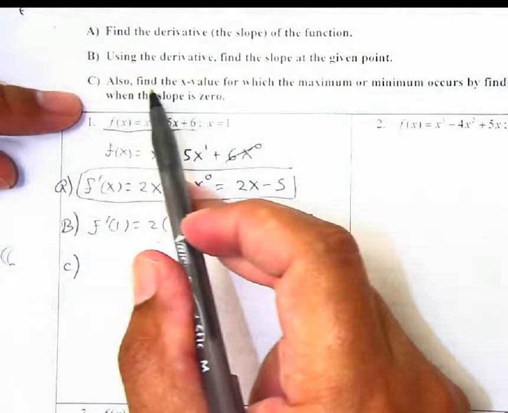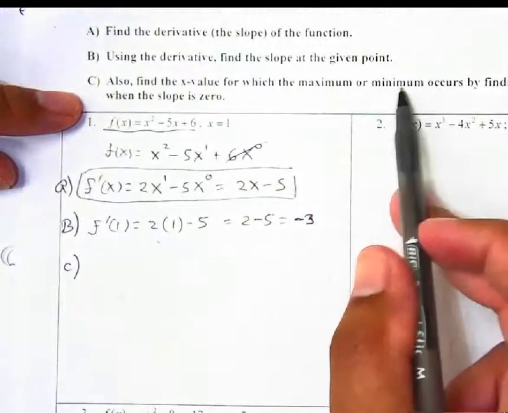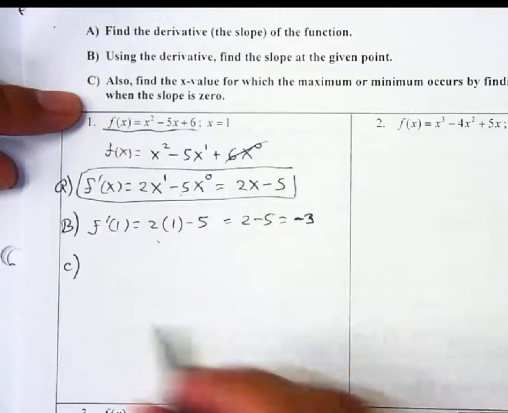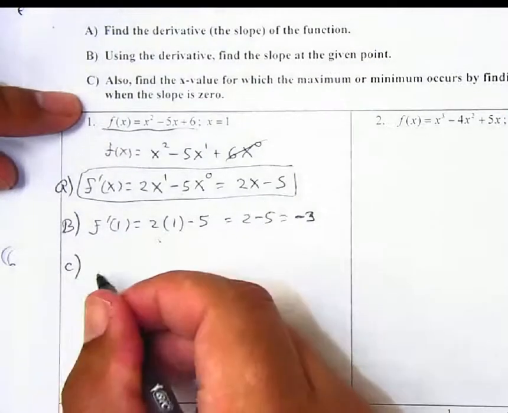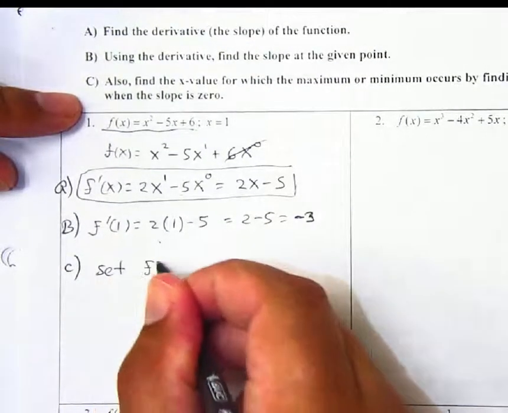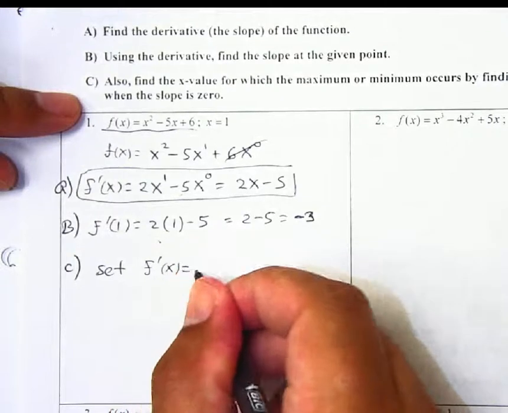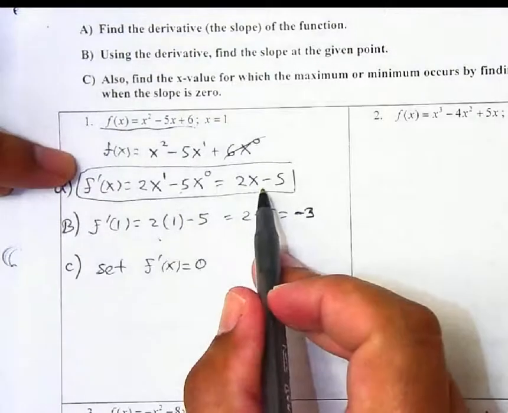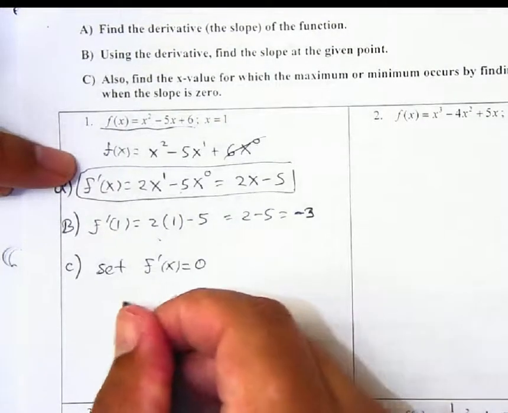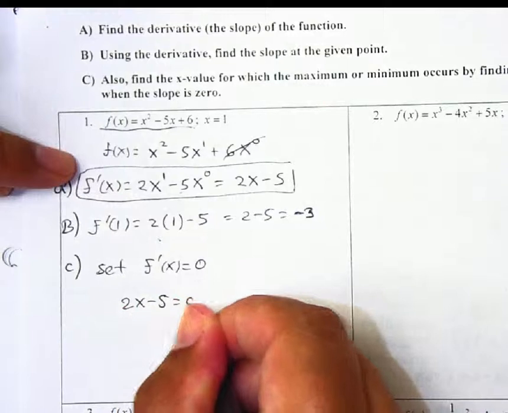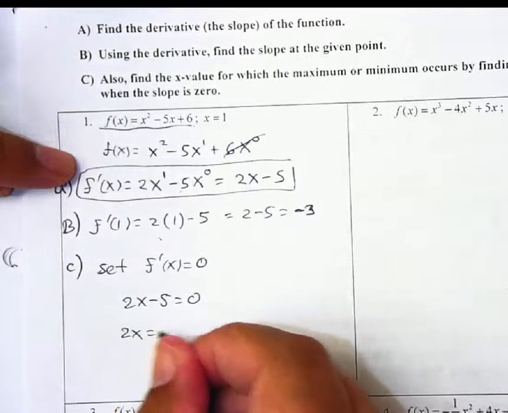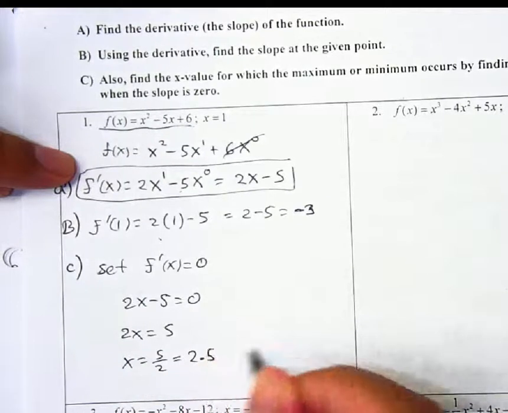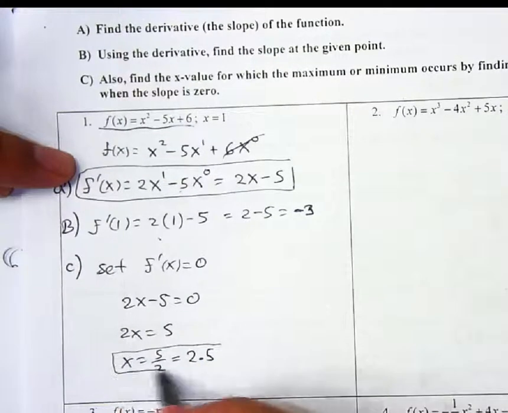The question is, find the x value for which we get a maximum or minimum, so high point or low point. As discussed previously, we simply take the derivative, f prime, set that equal to 0 and solve. The expression we got was 2x minus 5. We're going to set that equal to 0 and solve. We get 2x is equal to 5, x is equal to 5 over 2, which is equal to 2.5. And that's where we get the high point.